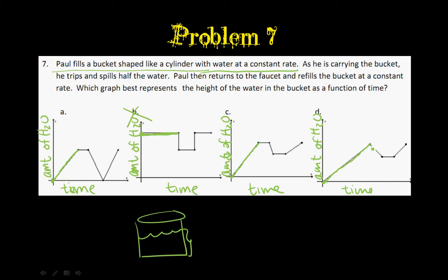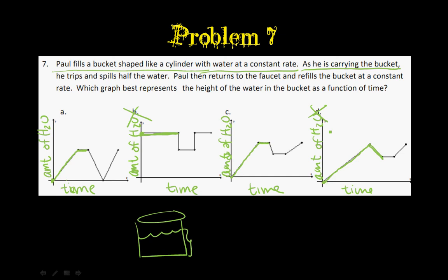Okay, so now we look at the next clue. As he is carrying the bucket, so when he's carrying the bucket, what's happening to the level of the water in the bucket? Well, if he's not filling it and he's not spilling it, then that level of water in the bucket has to stay the same for at least a short period of time while he's carrying it. So here we have where it stays the same. Here we have where it stays the same. This one doesn't stay the same, so that doesn't work.